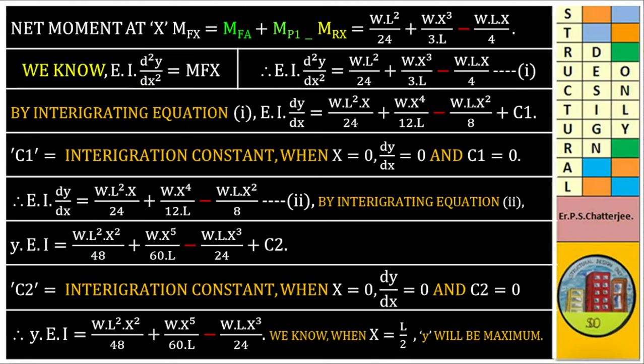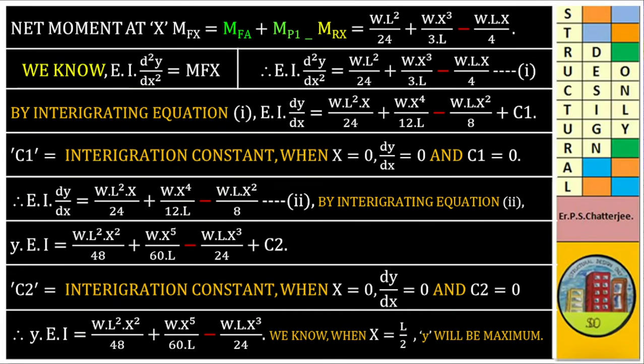By integrating this equation, we have EI dy by dx is equal to WL square into x divided by 24 plus W into x to the power 4 divided by 12L minus W into L into x square divided by 8 plus C1. We know this is the constant of integration. And when x is equal to 0, dy by dx is equal to 0 and C1 is equal to 0. Therefore, the equation becomes EI dy by dx is equal to WL square x by 24 plus W into x to the power 4 divided by 12L minus WL into x square divided by 8. This is our equation number 2.